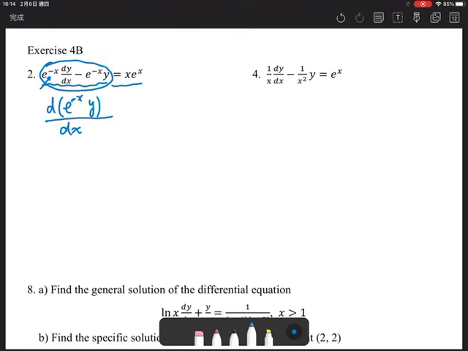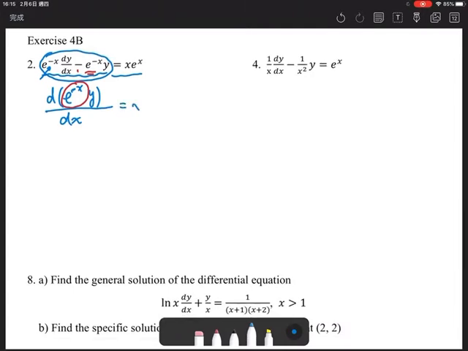So dy first and keep e to the power of negative x, and keep y and d e to the power of negative x, so it is negative e to the power of negative x, so it is correct. So the right hand side is x times e to the power of x, and then we multiply dx on both sides, so it will be d of e to the power of negative x y equals x e to the power of x dx, and we do integration directly.